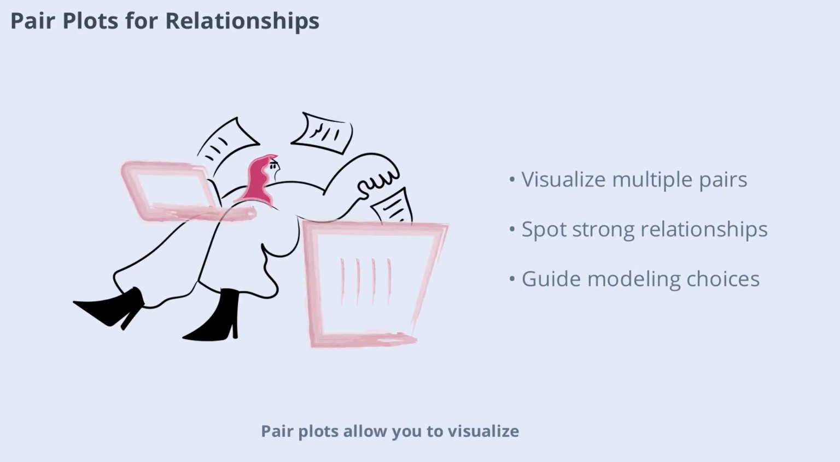Pair plots allow you to visualize relationships between multiple variables at once. By plotting every variable against every other, you can quickly see which pairs are related and which are not. This comprehensive view helps you decide where to focus your analysis and which variables might be important for modeling.